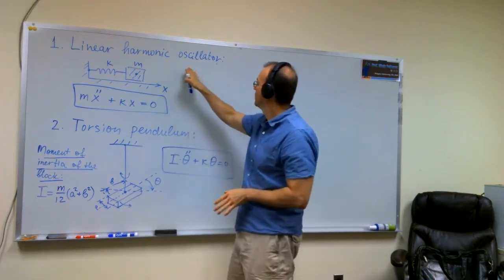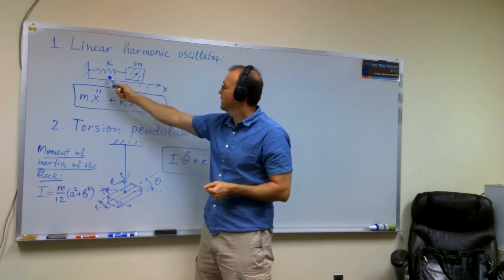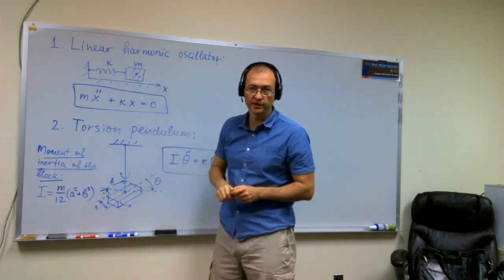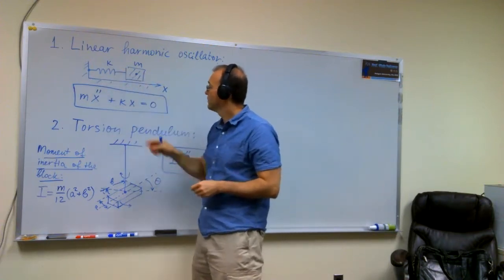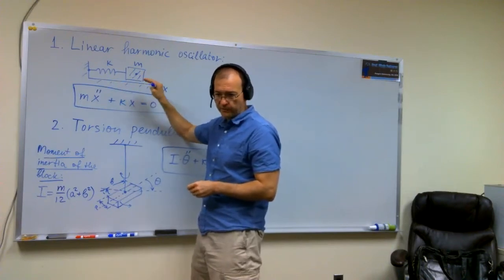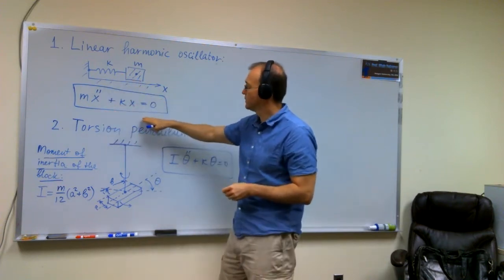So for the linear harmonic oscillator, we have a mass attached to a spring, and there are two parameters characterizing this system: the spring constant K and the mass of the block, okay? So the system is frictionless, so the only force acting on the block is the force of the spring, right? So the equation of motion is written here.